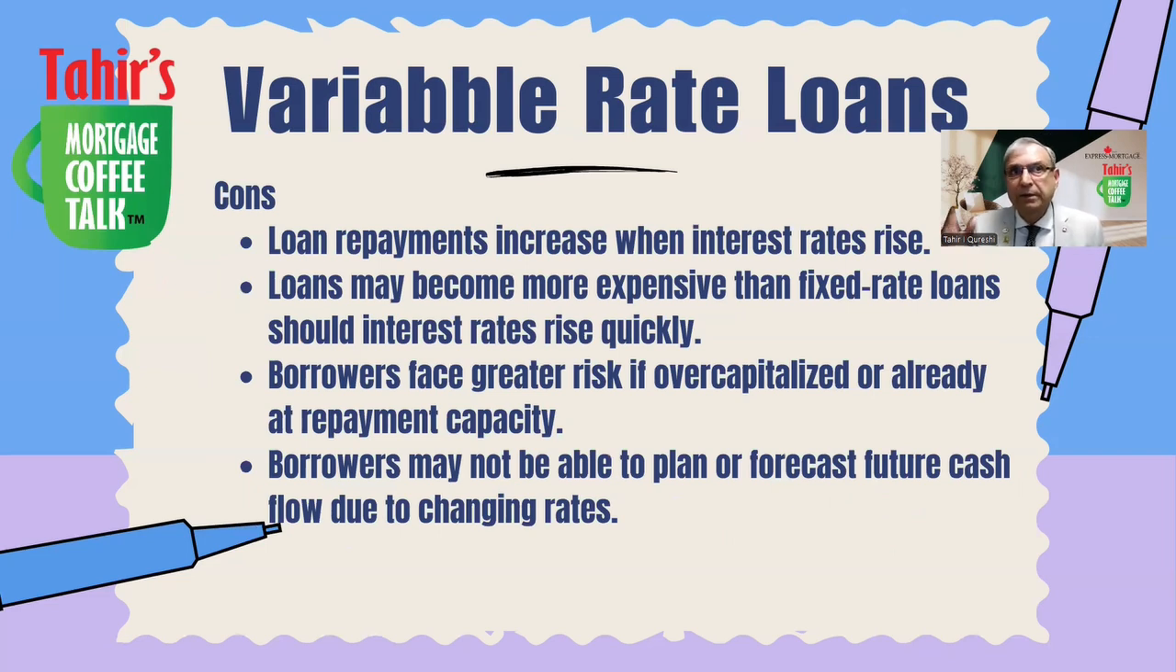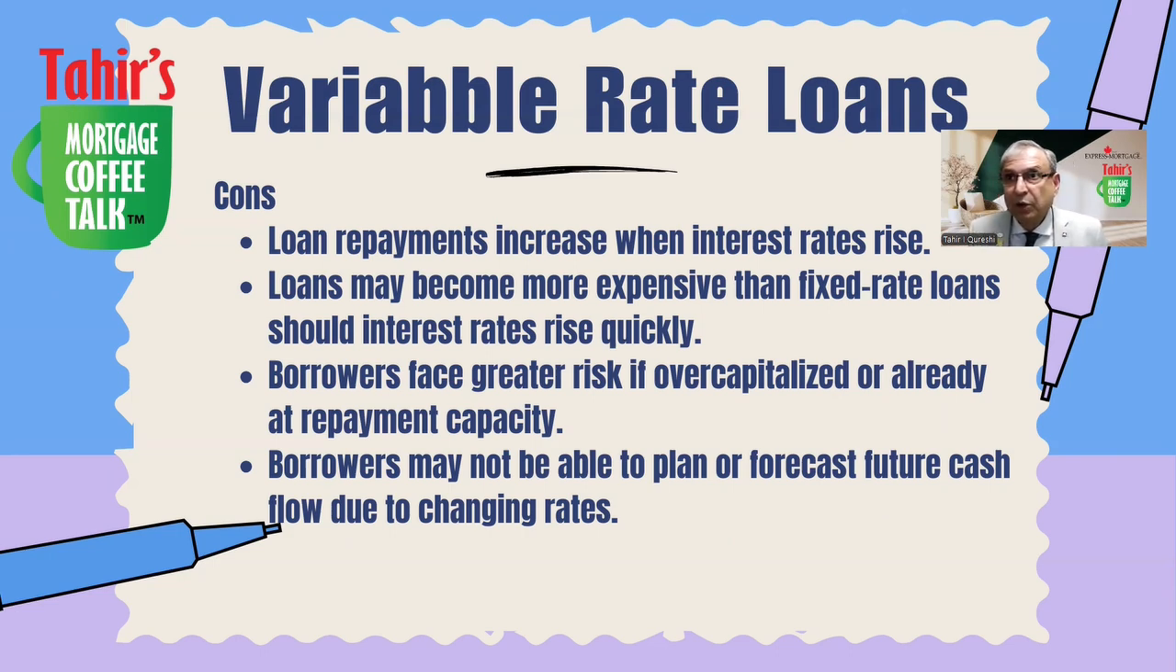Okay, now, con. So loan repayment will increase when interest rates rise. So when you are talking about variable, first we have a benefit. Now you can see that if interest rate is going up, you are in trouble. You're going to be paying more money. And loans may become more expensive than fixed rate loans should interest rate rise quickly. And this is what happened last year and in 2023, 24. Interest rates were up. Now it is coming down.